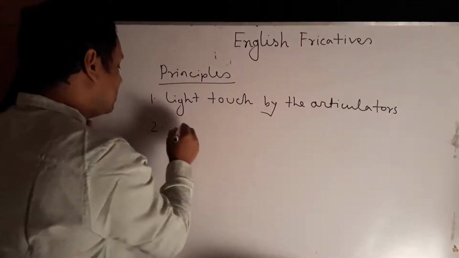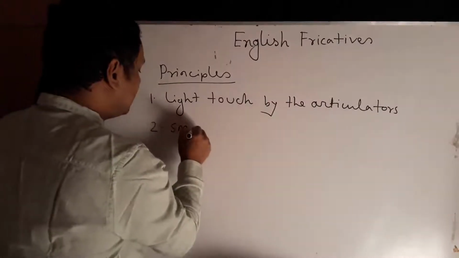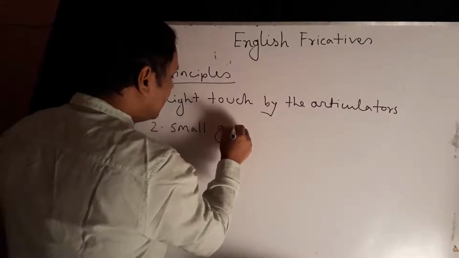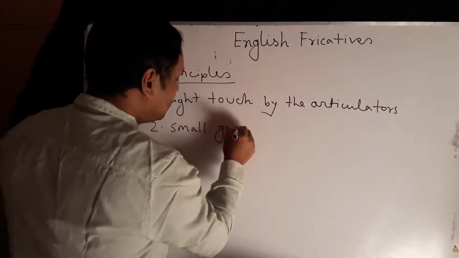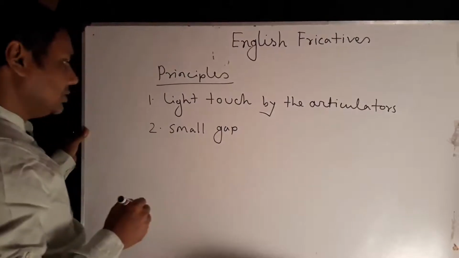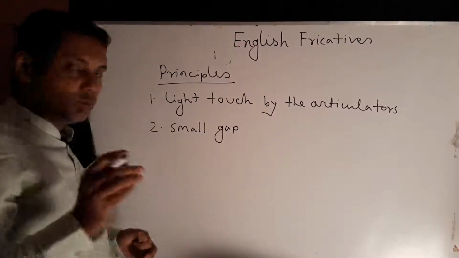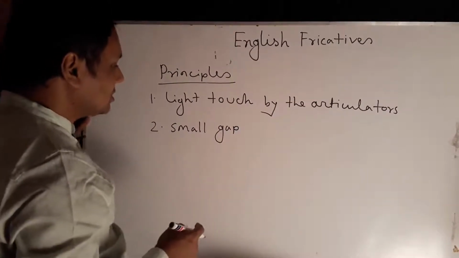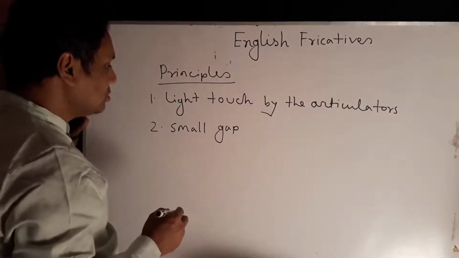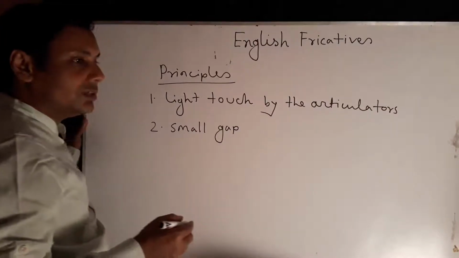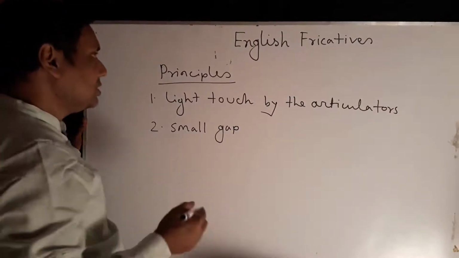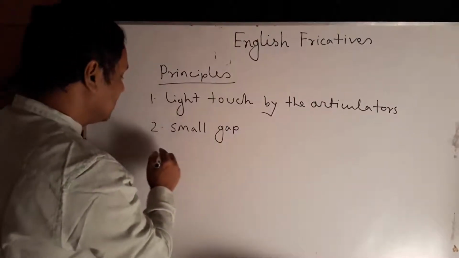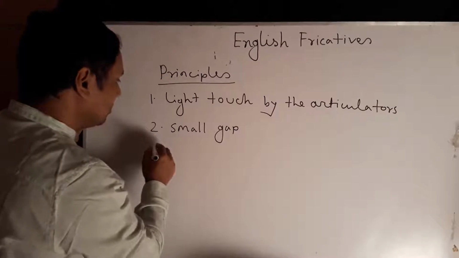Number two, a small gap. There should be a small gap between the articulators. Why should there be a small gap? Because it needs to create a hissing sound in producing a fricative sound. That's why there should be a small gap between the articulators.